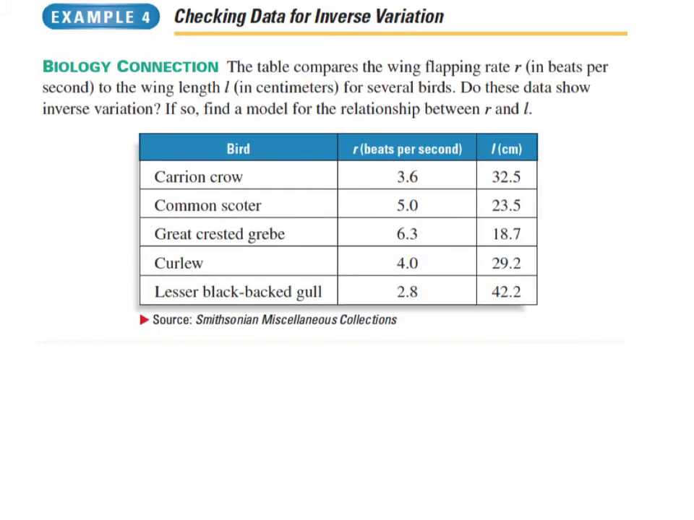Okay, so here we have an experiment that was done in the biology world. The table compares the wing flapping rate, R, in beats per second, to the length of the wing, L, in centimeters for several birds. Well, the question is: is this inverse, direct, or neither? Then we want to write the model for the relationship between R and L. So we need to look at some things.